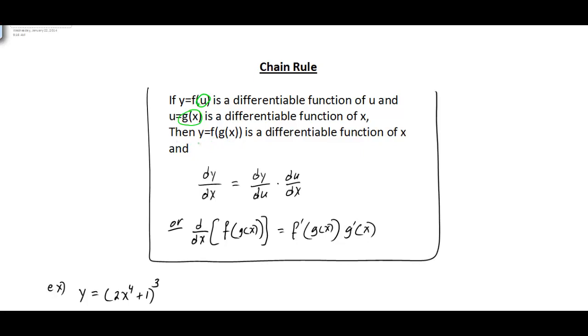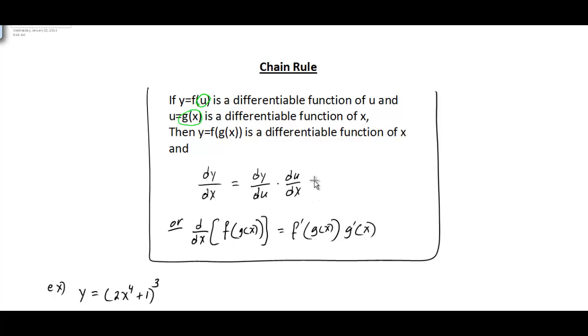So that means if we have y equals f of g of x, which is a composite function, if this is a differentiable function of x, then the following is true. If we want to find the derivative of y with respect to x, it's going to be equal to the derivative of y with respect to u, dy du, multiplied by du dx.